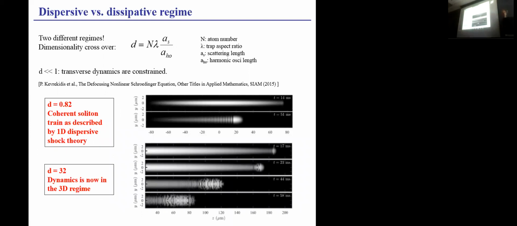So we can characterize these two regimes by a number that contains the number of atoms, the charge aspect ratio, and the harmonic oscillator strength. Effectively, something like this is going to tell us how important the radial dynamics is going to be in the system. If we calculate these numbers, we see that here we are at a D parameter of about 1 or slightly lower than 1, where we would expect the dynamics to be transversely constrained, such that we don't have any radial dynamics going on. Whereas in the system over here, we are at 32, and we now enter the 3D regime.